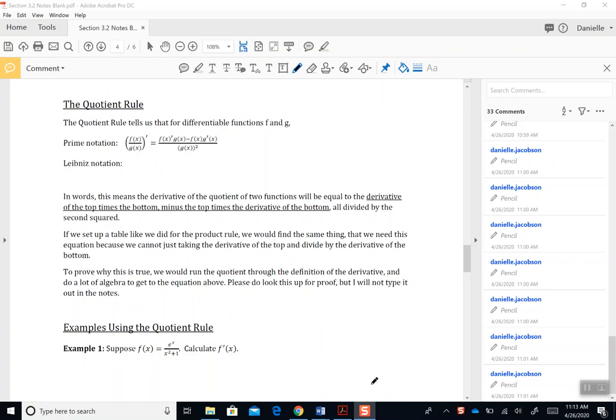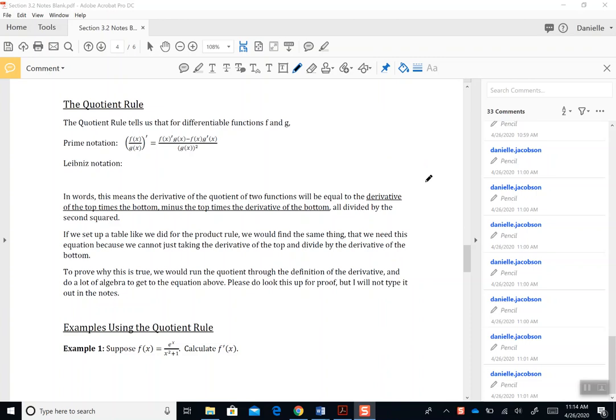So there will actually be some equations, some functions that you can use either the product rule or the quotient rule on. There are some that you must use the product rule, some that you must use the quotient rule on. So I'll talk about that a little bit, but mostly just wanted to introduce the quotient rule and give some examples. So the quotient rule is what we use when we have two functions that are divided, right?